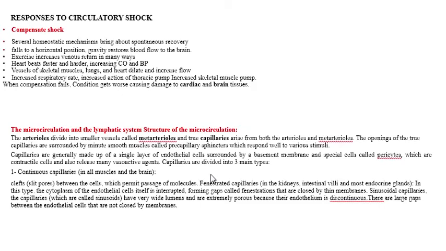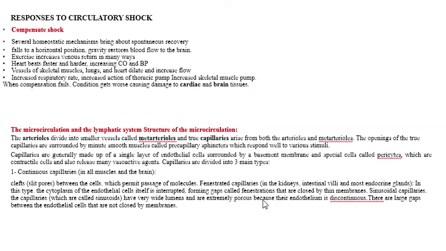Capillaries are divided into three main types. Continuous capillaries, found in muscle and the brain, have slit pores between the cells which permit passage of molecules. Fenestrated capillaries, another type, have pores, for example in the kidney. In this type, the cytoplasm of the endothelial cell itself is interrupted, forming gaps called fenestrations that are closed by a thin membrane.